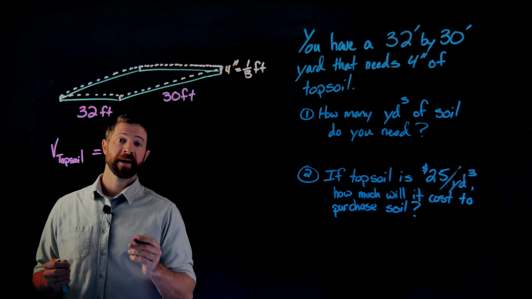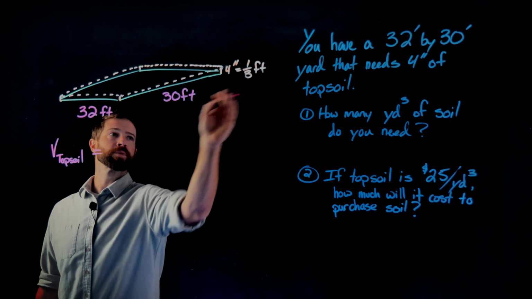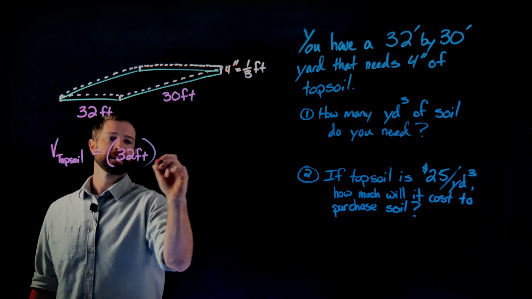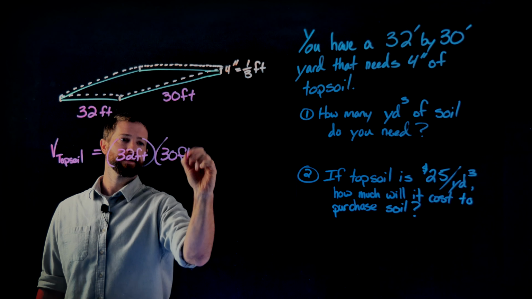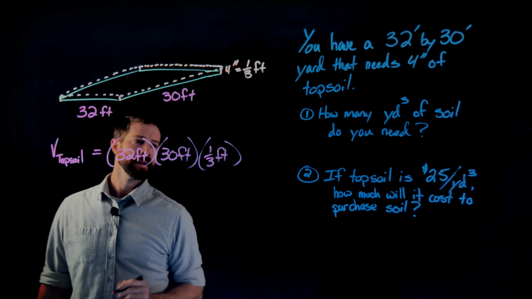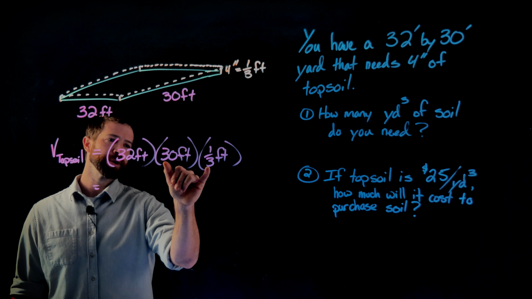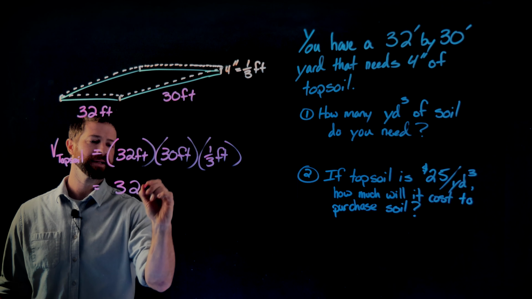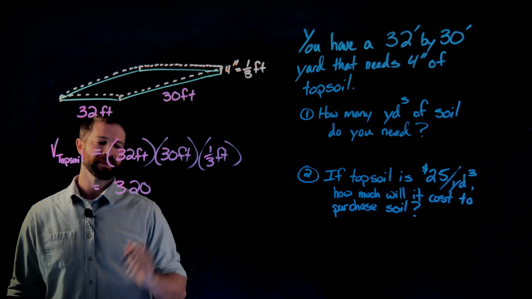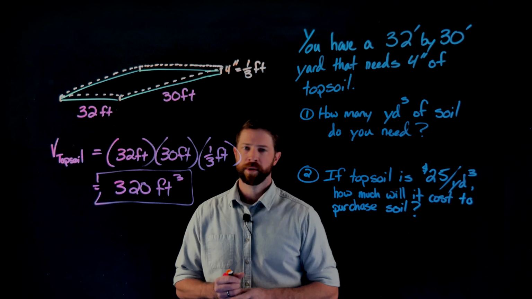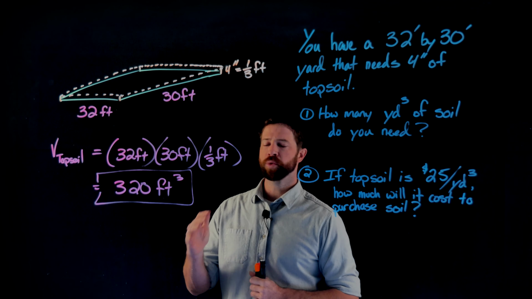All right, so now we can find the volume of the topsoil. It's these 3 dimensions being multiplied by each other. It's 32 feet times 30 feet times 1/3 of a foot. You can first multiply the 1/3 times the 30 to get 10. 10 times 32 is 320, and we have 3 factors of feet for cubic feet. All right, now we know we have 320 cubic feet.